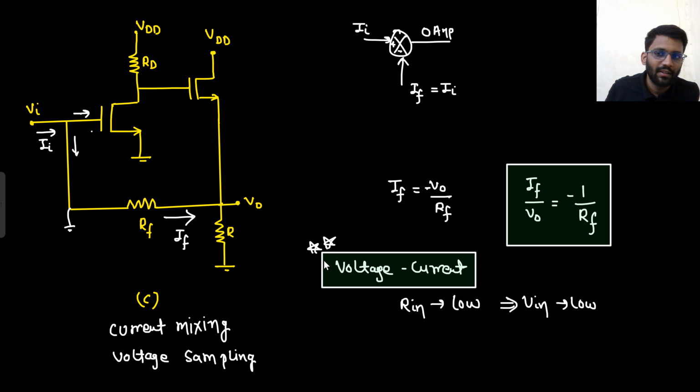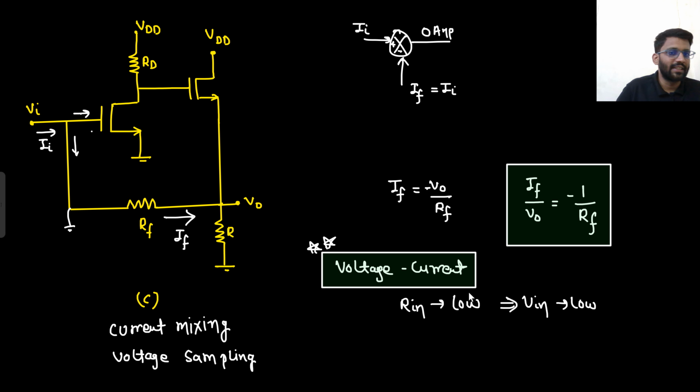For the feedback current, what if V0 by Rf is my feedback element? What if V0 by Rf is equal to If? But that is not possible. That is only possible when Vin is grounded. And then I got to know that this is voltage current feedback topology.